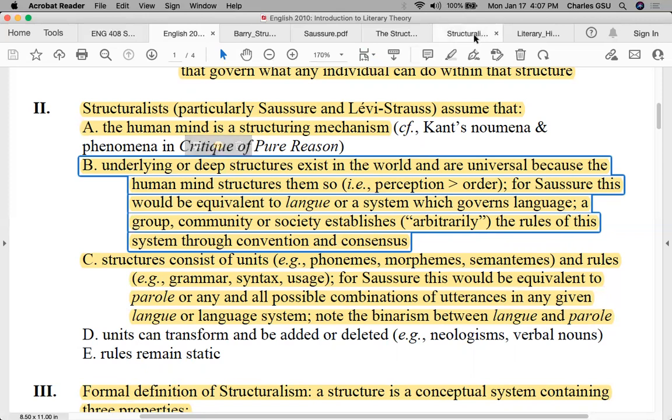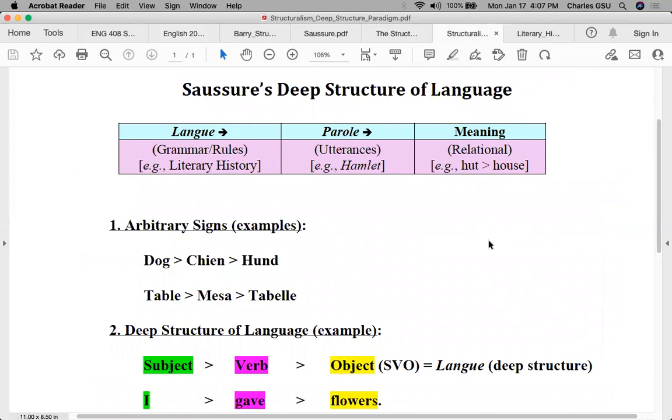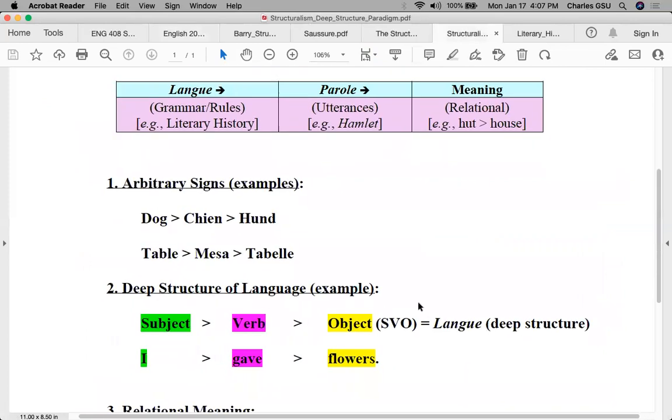So let me go back to this over here, and this again is in your structuralism folder. Here's an example of what is being talked about in terms of the deep structure of language. In English, for example, we have this SVO, or subject verb object, deep structure of a language. I gave flowers: subject, verb, object, right? And that helps us make sense of the world. It orders meaning for us, if you will.